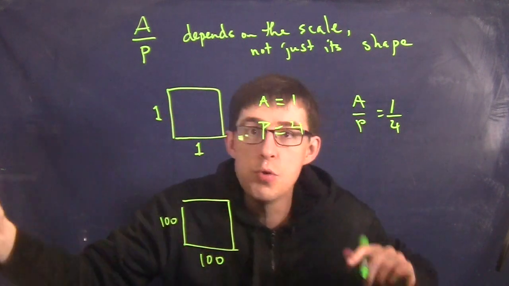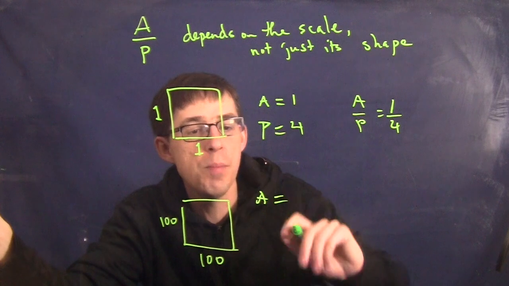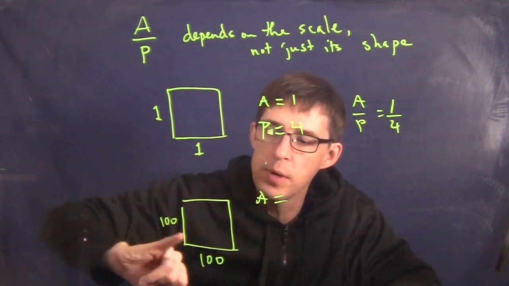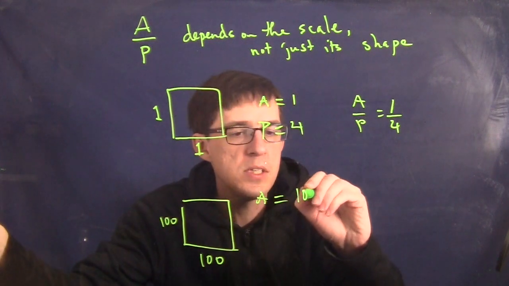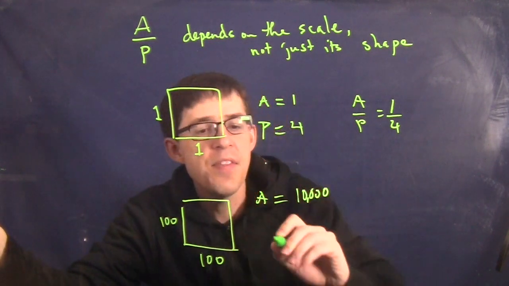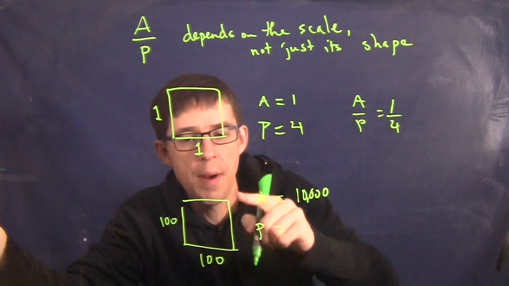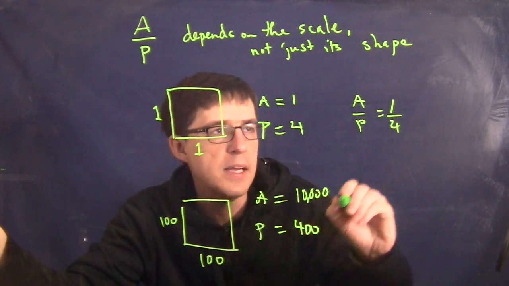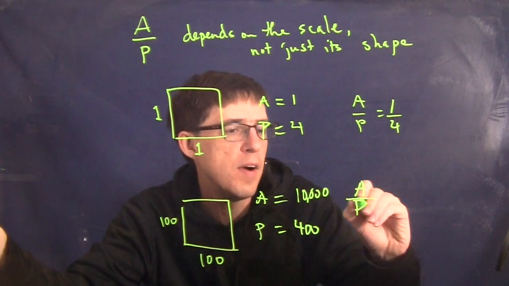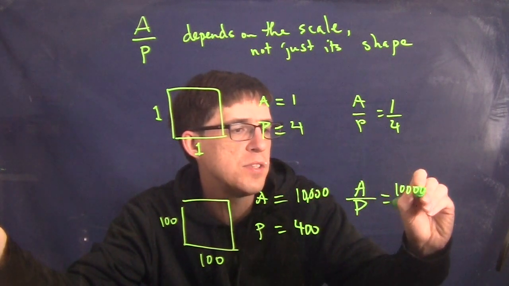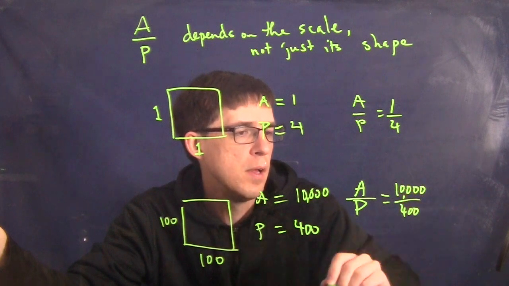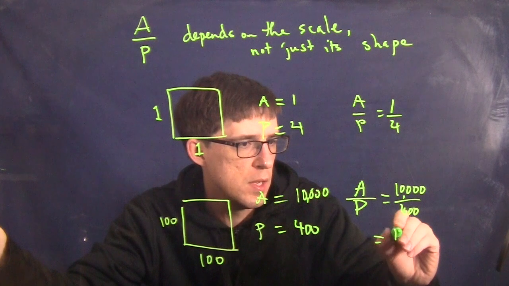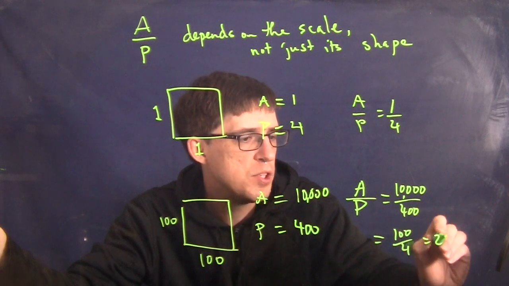Anyway, what do you get here? In this case, the area will be 100 times 100. Here it was 1 times 1. Here it's 100 times 100, which is 10,000. And the perimeter, we go around and add up 100 plus 100 plus 100 plus 100. That's 400, right? And so now this quotient, A divided by P, is 10,000 divided by 400. And actually, I can simplify the fraction. Just cross off some zeros. This is 100 divided by 4, which is 25.